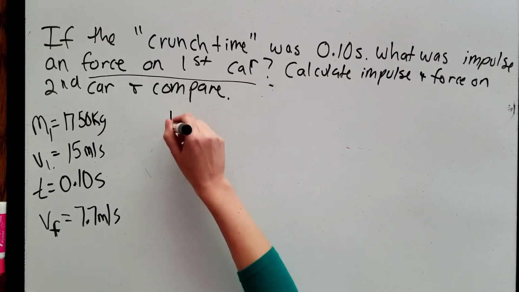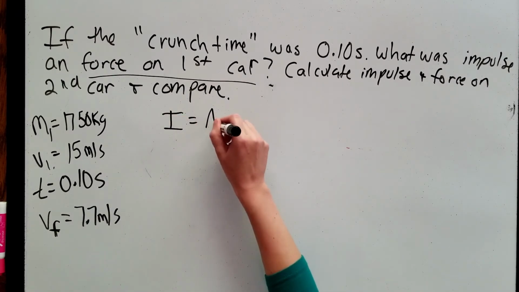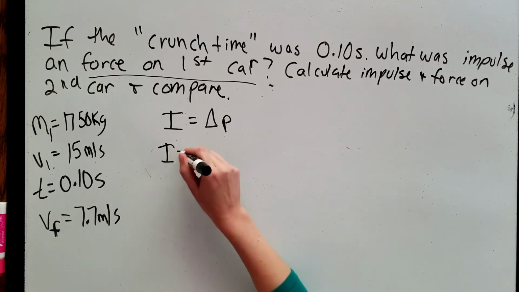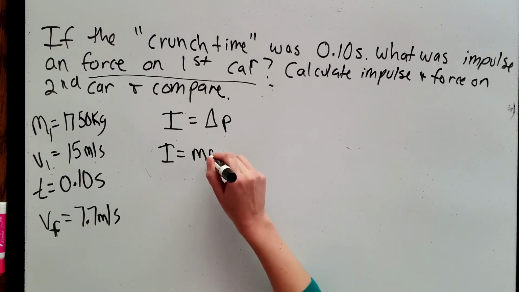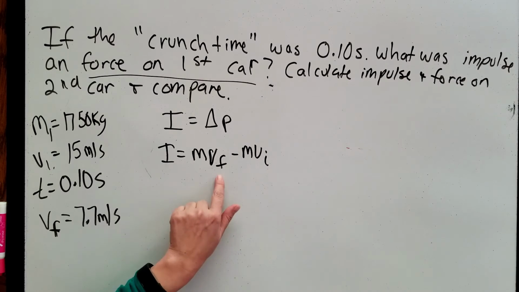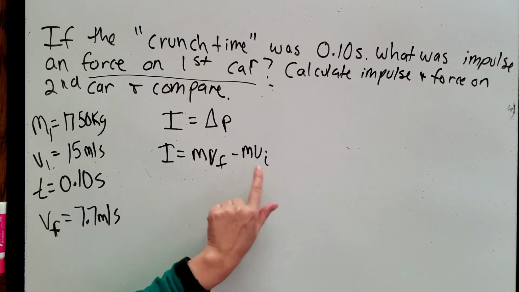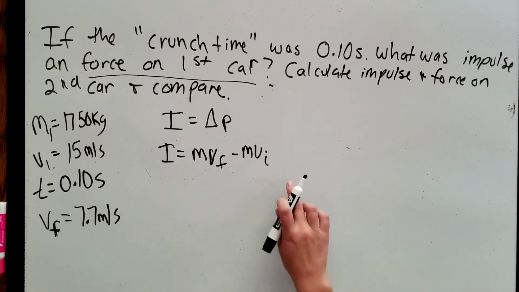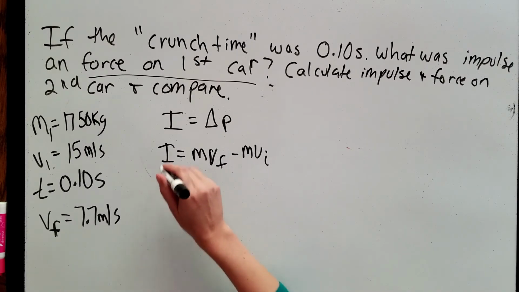So when we're looking at impulse, remember impulse is the change in momentum. So change in anything is always final minus initial. So that's how we got this equation on our equations sheet, the MVF minus MVI, because that's the final momentum minus the initial momentum. Momentum being mass times velocity. Okay, so to calculate the impulse, we're going to use this equation for car 1.